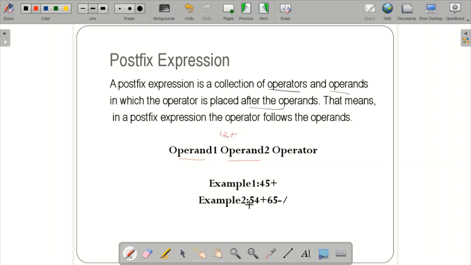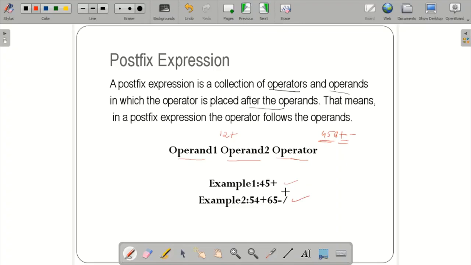Another, more complex example is 5, 4 plus, 6, 5 minus, division. How to solve this we'll see in the algorithm for evaluation of the Postfix expression. A Postfix expression is a collection of operators and operands in which the operator is placed after the operands. It may also be like 4, 5, 6 plus minus. So in a Postfix expression, the operator always follows the operands. This is the definition of the Postfix expression, with these two examples.